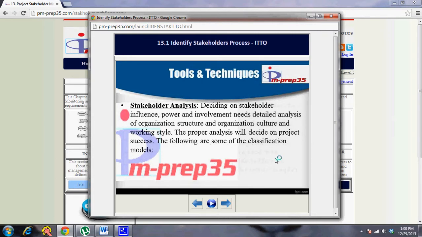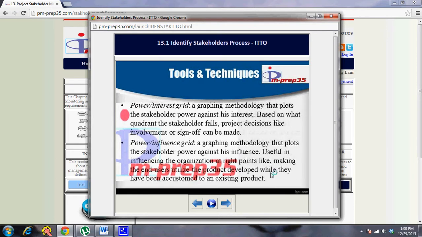Tools and techniques. Stakeholder analysis is one of the techniques that you do. Deciding on stakeholder influence, power, and involvement needs detailed analysis of organization structure, organization culture and working style. The proper analysis will decide project success. The following are some of the classification models. When you do stakeholder analysis, you analyze the influence, impact to the change, impact to the project, impact to the objectives, power, interest, and all that, and you plot the different grids.